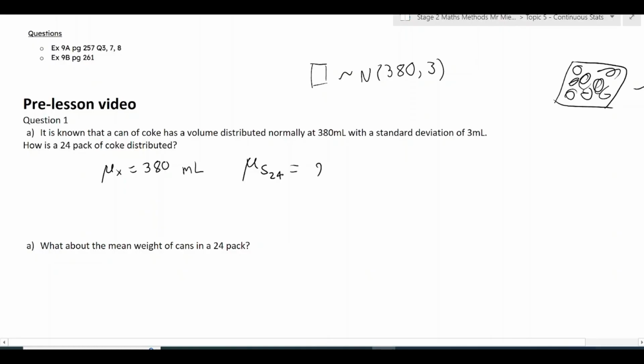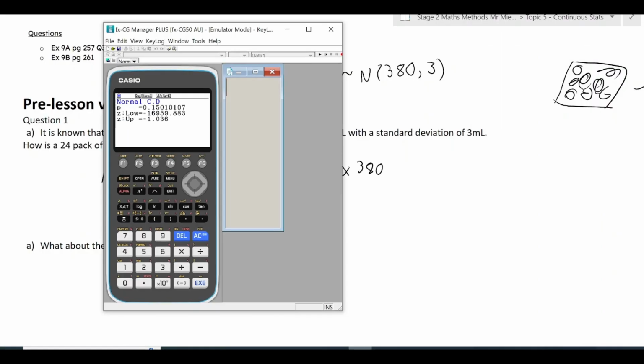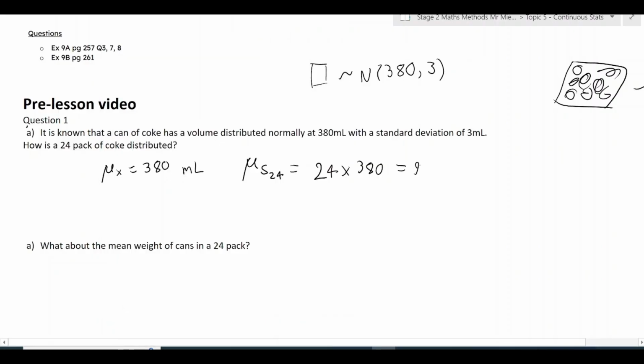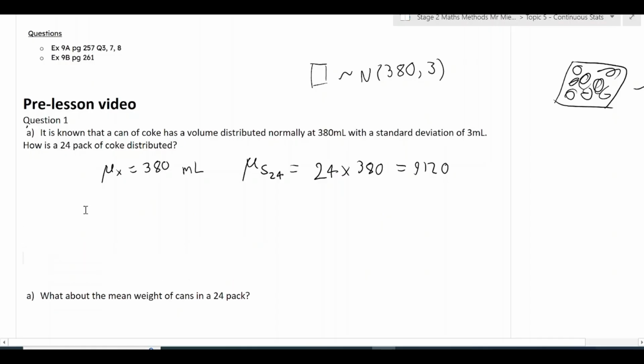And as you might expect, the mean is literally just 24 times the original mean. 24 times 380, and we can work out what that is. 24 times 380 gives you 9120. So that's pretty much as you would expect. You get 24 cans, the mean is multiplied by 24.